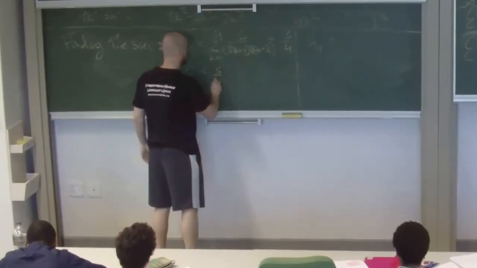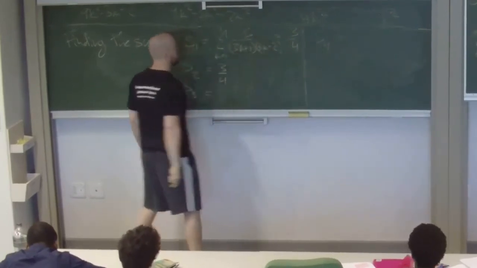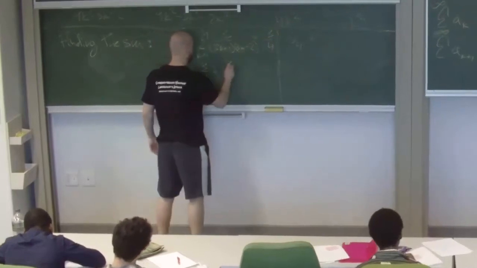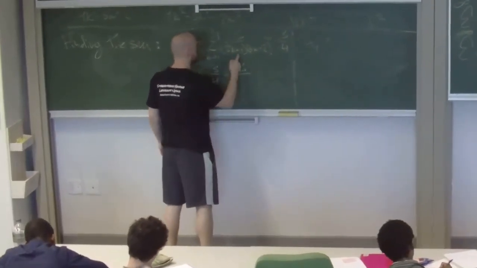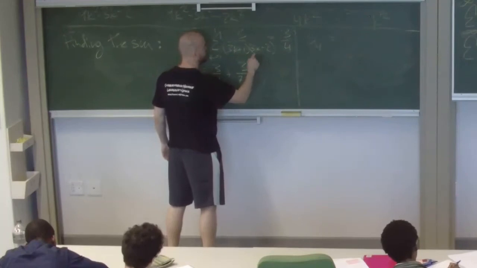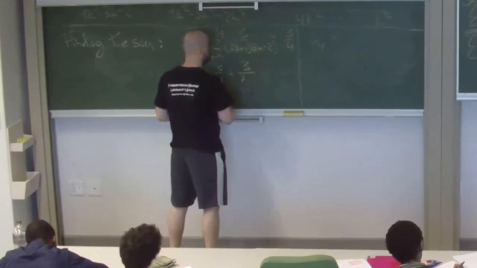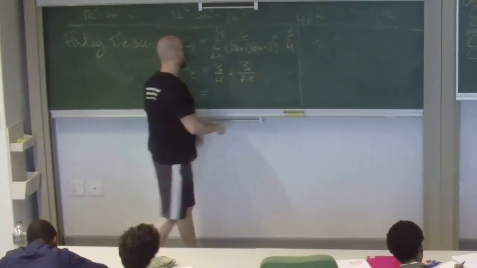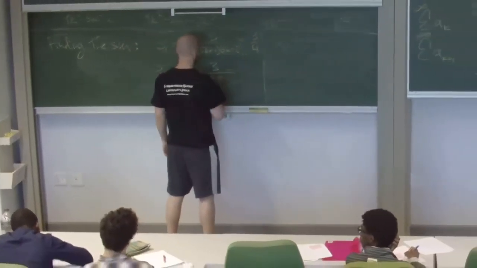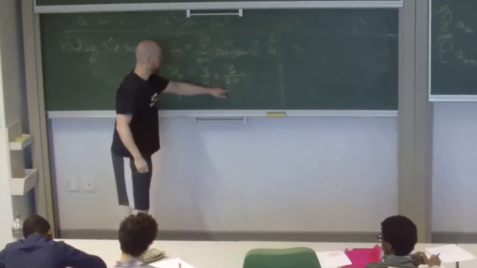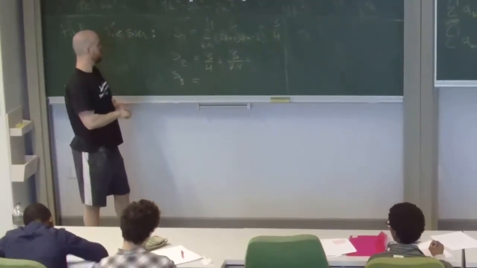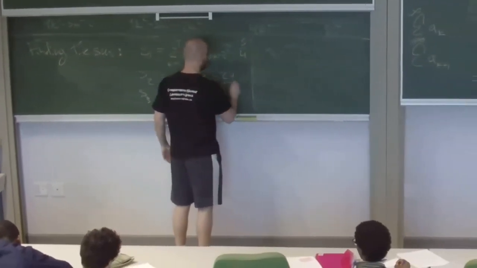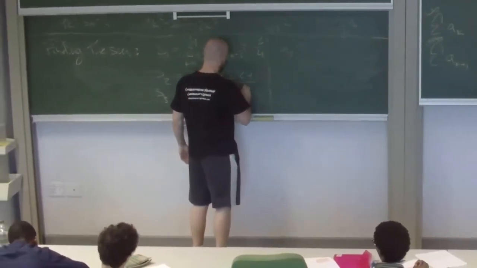It's just 3 over 4 plus whatever I get here when I sub in 2. So that's 3 over 7 times 6 minus 2 is 4, which equals 3 over 28. And then I need to multiply this, so I think I have 24 over 28.